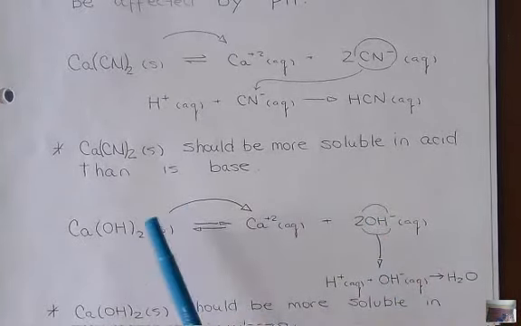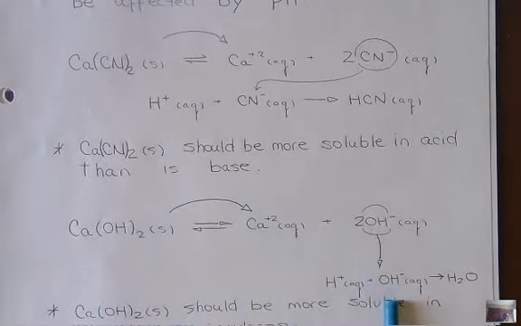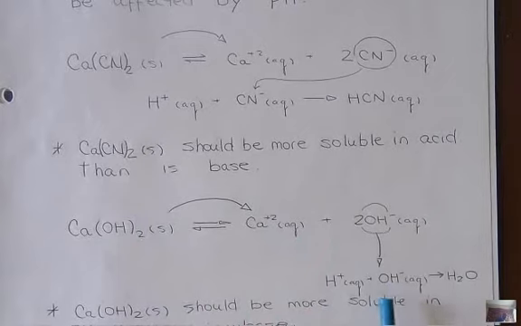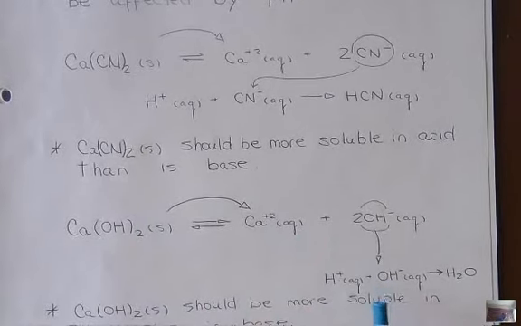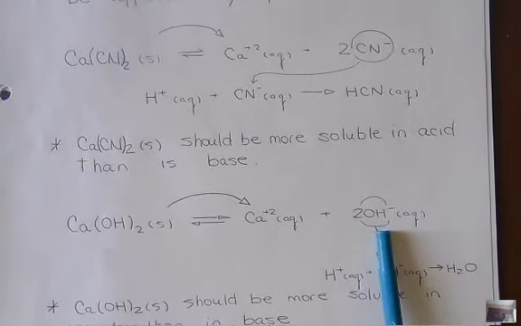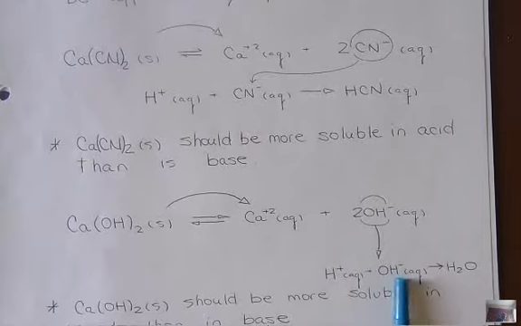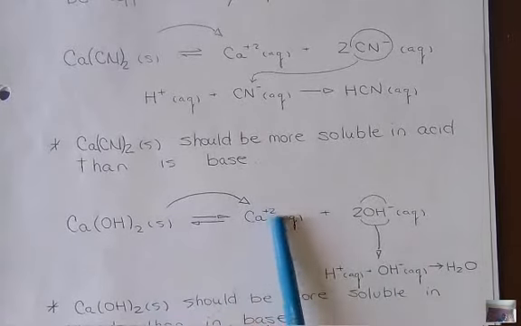So what would happen by Le Chatelier's principle? You'd get more to dissolve. So here's another example that would be more soluble in acidic solution than basic solution. Why? Because this common ion is involved in another reaction. It's involved in the neutralization reaction. So lower the pH and more will dissolve.